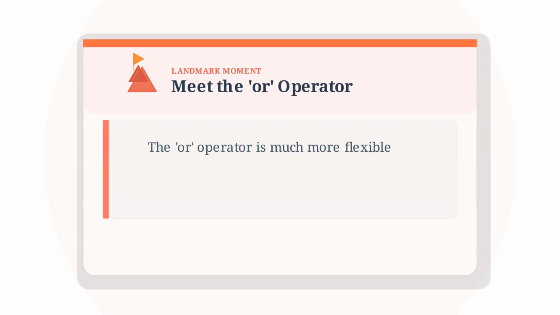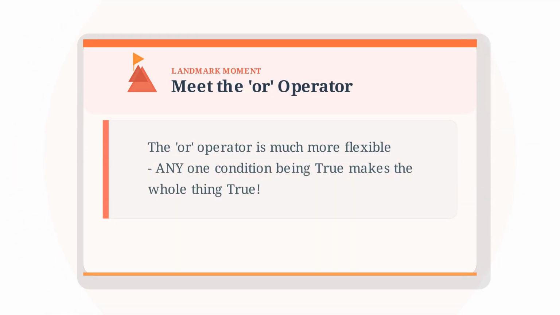Now meet the or operator. It's way more flexible. For or to be happy, any one condition being true makes the whole thing true. It's like having multiple keys to the same door. You only need one key to work.